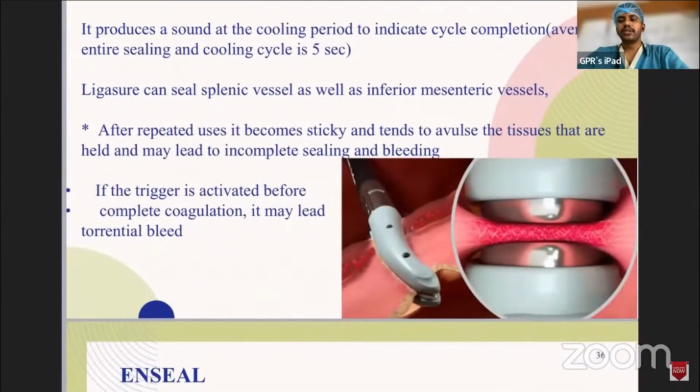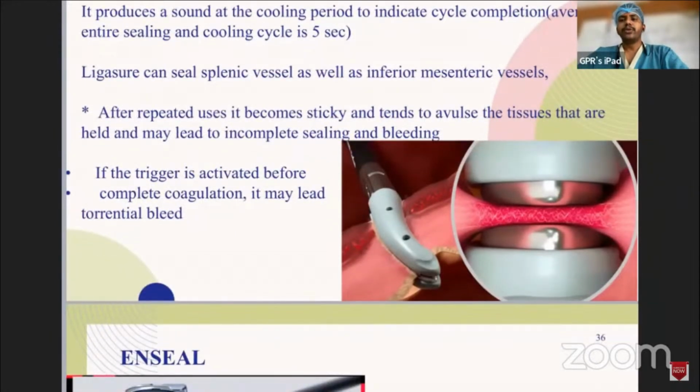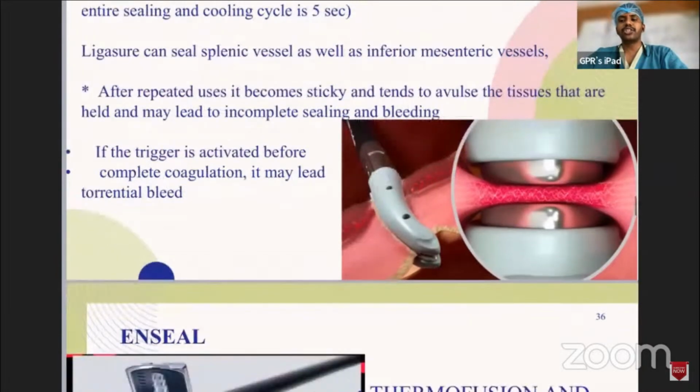So this is how the LigaSure holds the vessel or the tissue, and there will be two different sounds we can get. The minimum is what we use to make the coagulation happen. Once the sound has reached its maximum, we can press the violet button, press it harder, and the cutting blade will come through and do its function. After repeated use, the LigaSure tip may become very sticky because of the denatured coagulum formed from the tissue, and sometimes incomplete sealing and extra activated cutting may cause torrential bleeding.